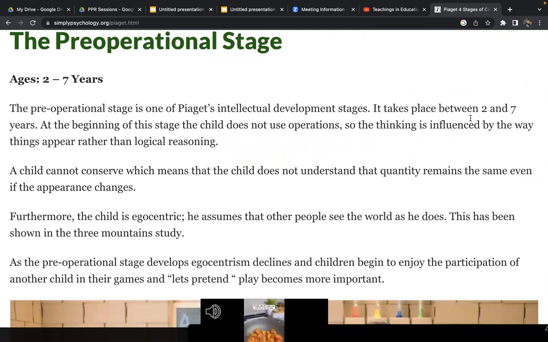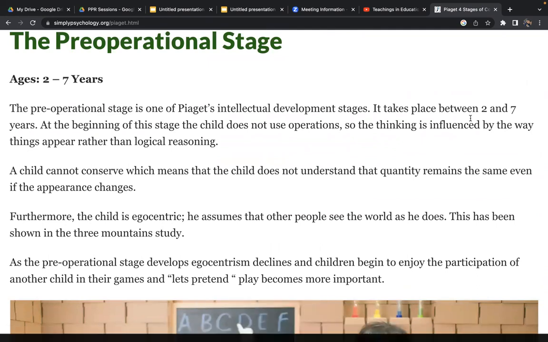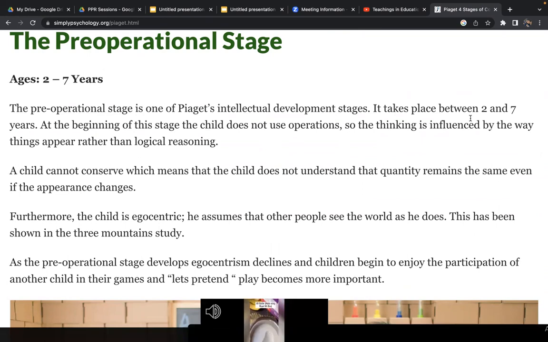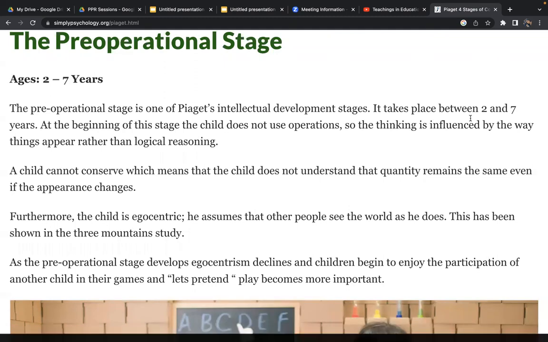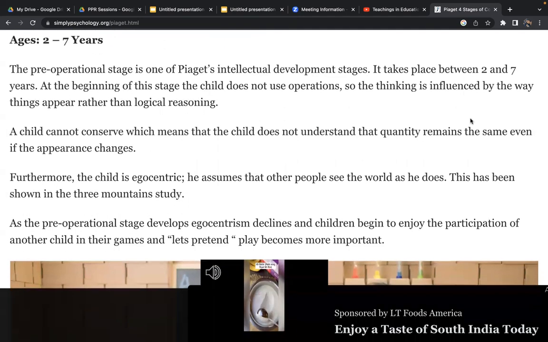Pre-operational. In this stage, the pre-operational is one of Piaget's intellectual development stages. It takes place between 2 and 7. At the beginning of the stage, the child does not use operations, so the thinking is influenced by the way things appear rather than logical reasoning. A child cannot conserve, which means that the child does not understand the quantity remains the same, even if the appearance changes. So I don't know what that means.